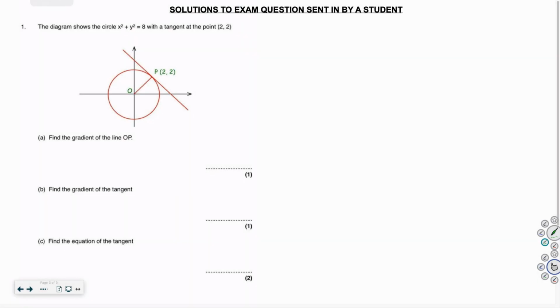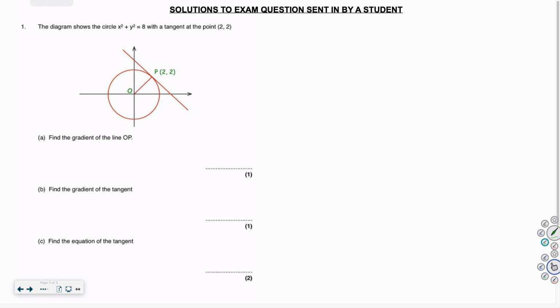So in this video we're going to be working through a solution to an exam question which was sent in by a student. The question says the diagram shows the circle x squared plus y squared equals 8 with a tangent at the point (2, 2). Part A says find the gradient of the line OP, Part B says find the gradient of the tangent, and Part C says find the equation of the tangent.